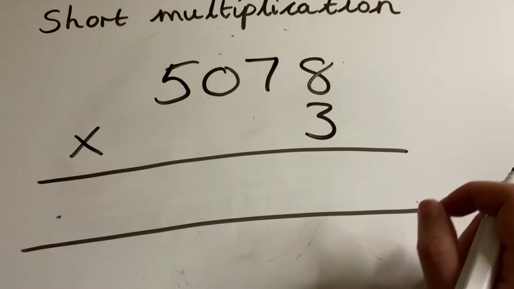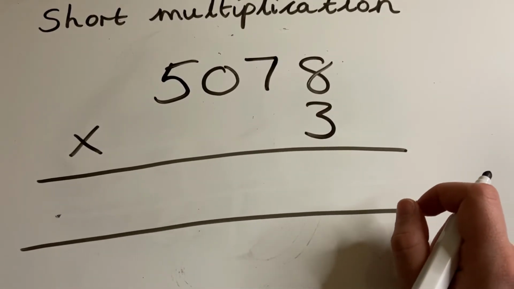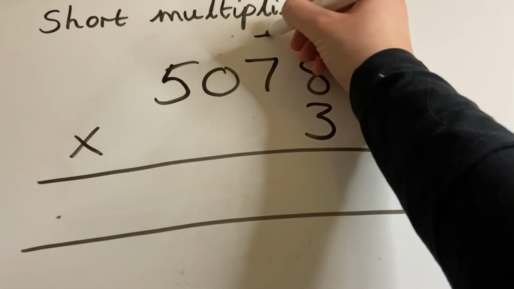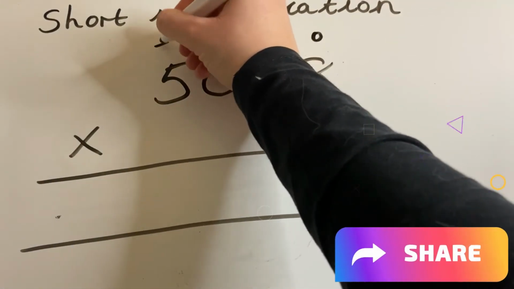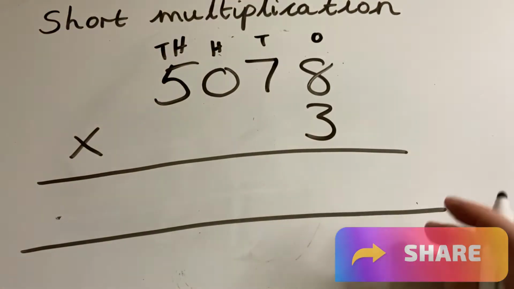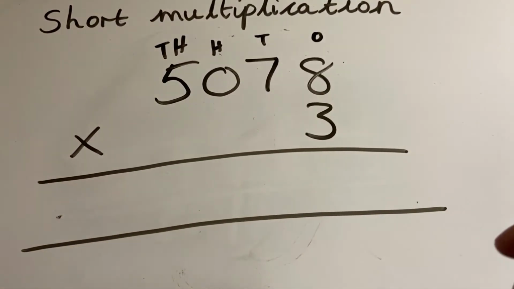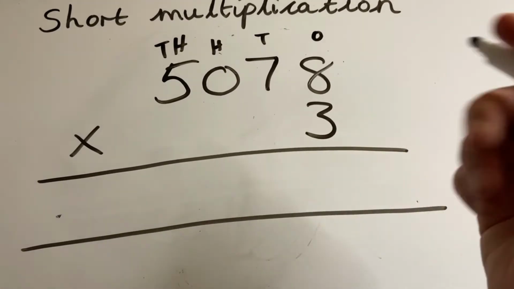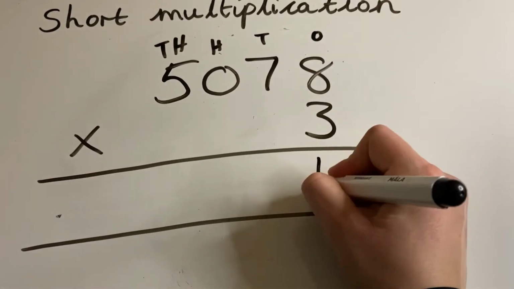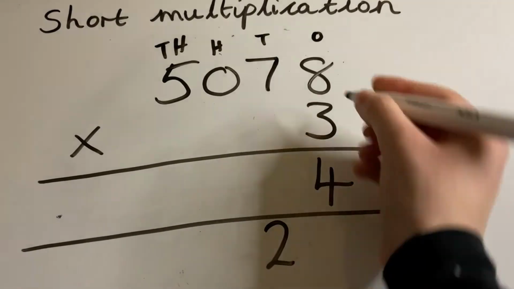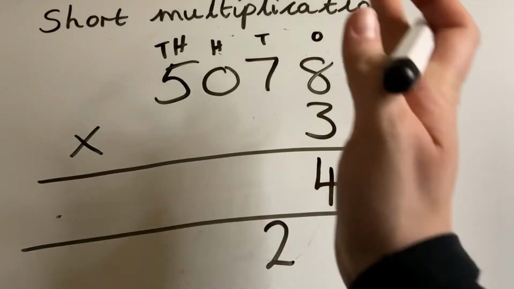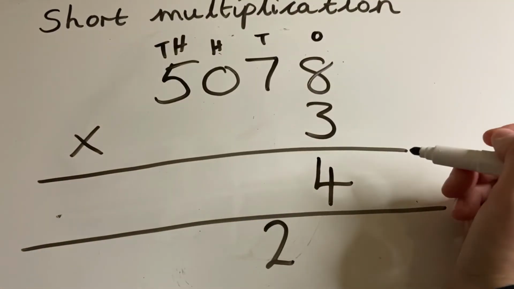So this is for a 4-digit number. So first things I do, you can label these first if it's easier for you. So I've got my thousands, hundreds, tens and ones. So let's start with the ones. So 8 times 3. So 8, 16, 24. So I put 4 there and I carry my tens underneath. It's really important that you keep the columns in the right places.